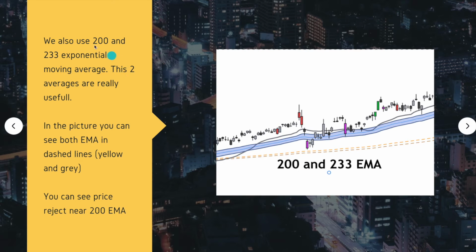the exponential moving averages, the 200 and 233 moving averages. In the picture you can see that these moving averages are represented with a dashed line. If you analyze charts, you can see that a lot of times the price will reject in this area. So if the price crosses the dragon, here is the blue dragon, you can expect some interaction in this area here.